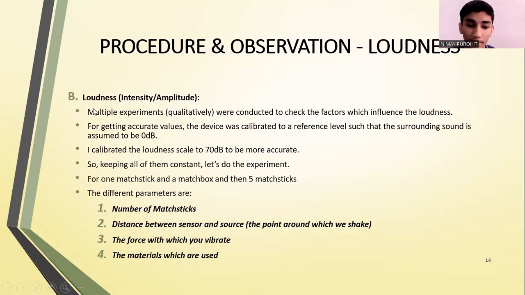B. Loudness. Multiple experiments were conducted to check the factors on which loudness depends. To get accurate values, the device was calibrated to a reference level such that the surrounding sound is assumed to be 0 decibels. I calibrated the loudness scale to 70 decibels to be more accurate. Keeping all of them constant, I did the experiment for 1 matchstick in a matchbox and then 5 matchsticks.